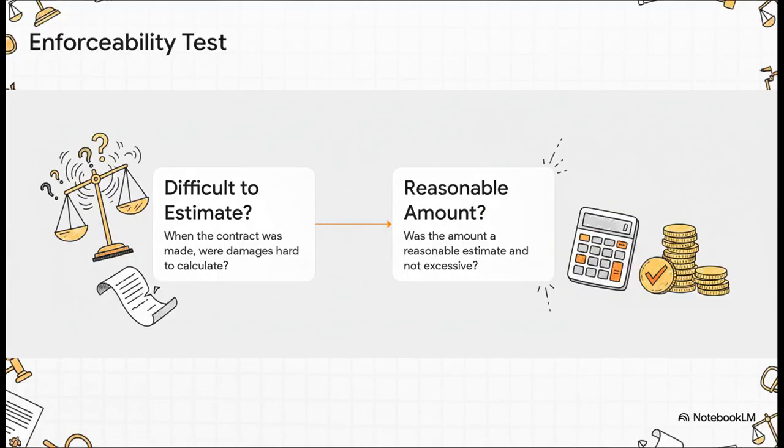So how does a court tell the difference? Well, it applies a really simple two-question test. Number one, when the deal was first signed, did it look like it would be really hard to calculate the actual damages if a breach happened? And two, was the amount they picked a reasonable estimate and not some wild, excessive number? If the answer to both of those questions is yes, then that liquidated damages clause is almost certainly getting enforced.